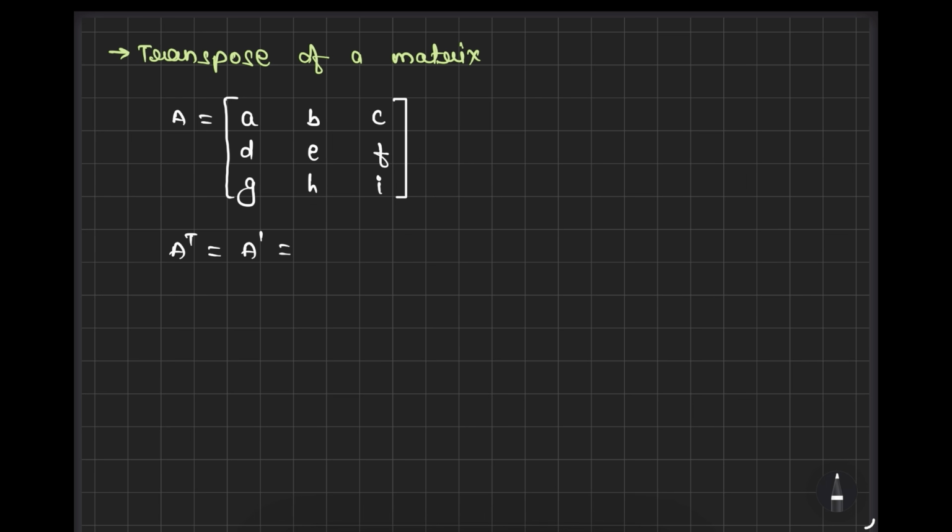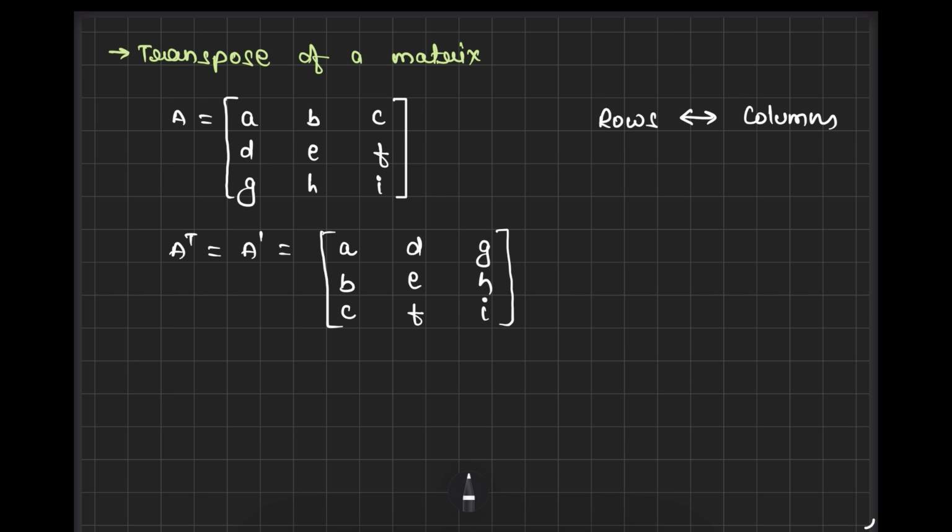Now, what does this mean? This means that you have to change rows into columns or columns into rows. So you will be writing A, B, C, D, E, F, G, H, and I. Okay. So this is your transpose of a matrix. If you observe, you will find that these diagonal elements remain unchanged: A, E, and I. Now we will try to understand this thing. I hope now you know what is transpose of a matrix.